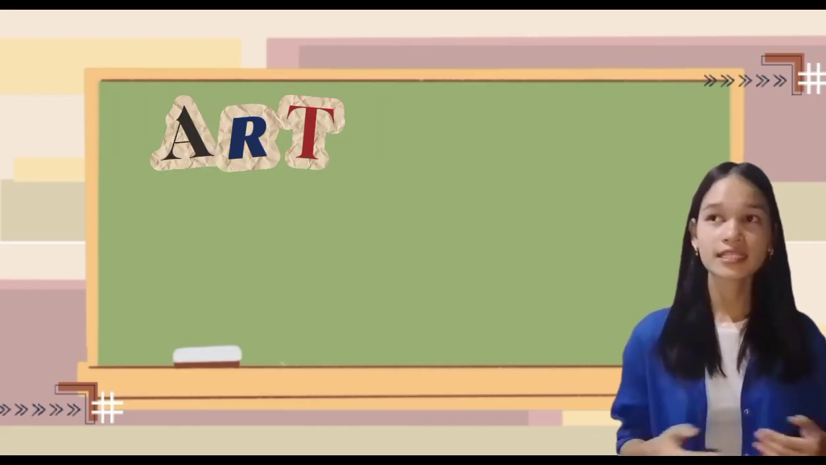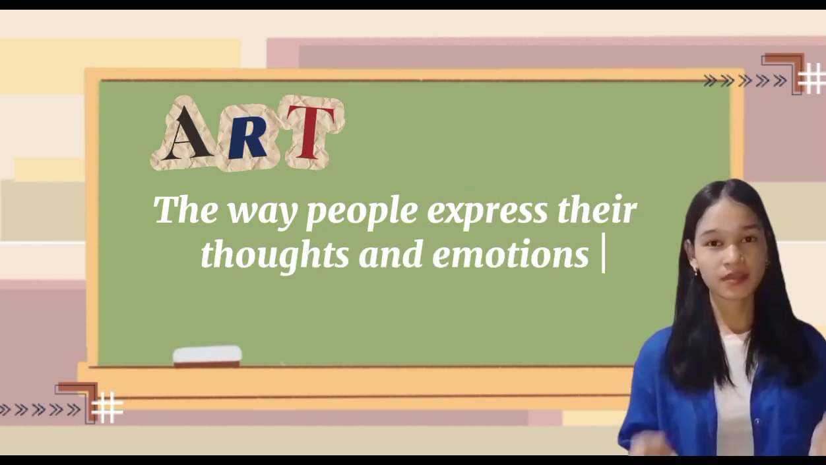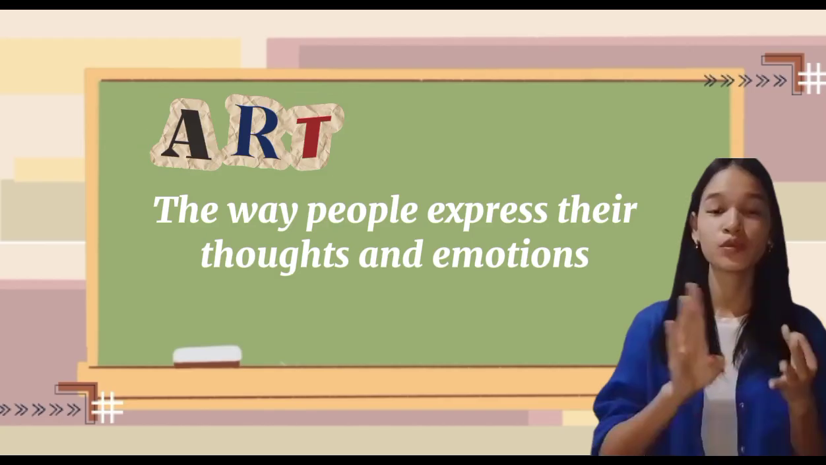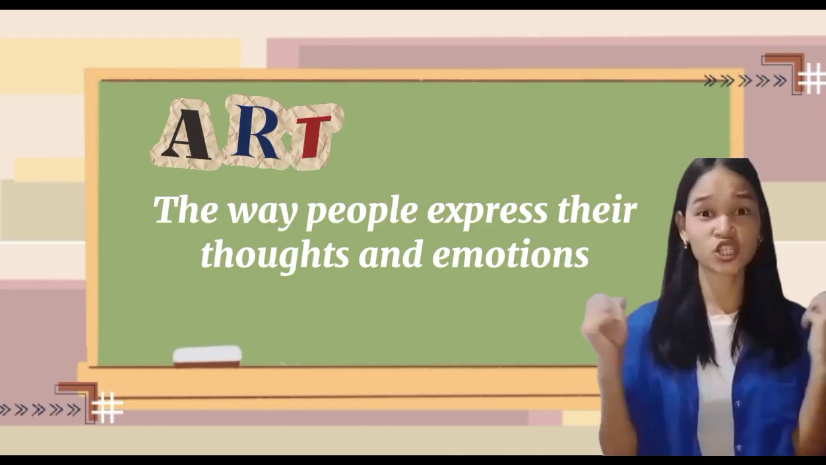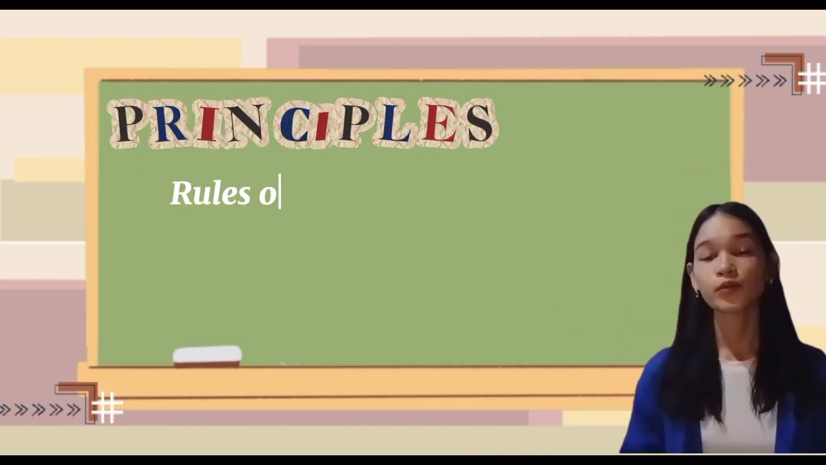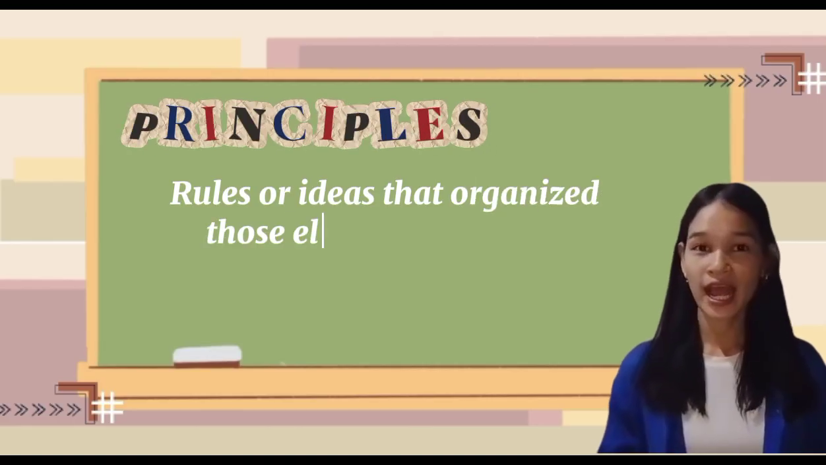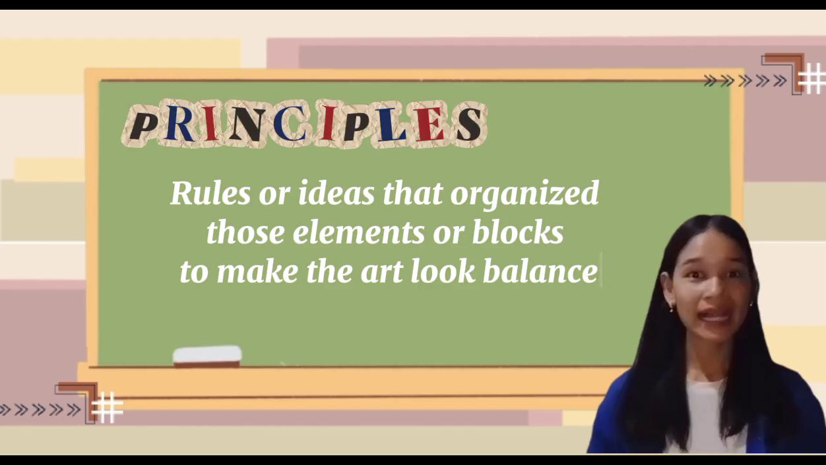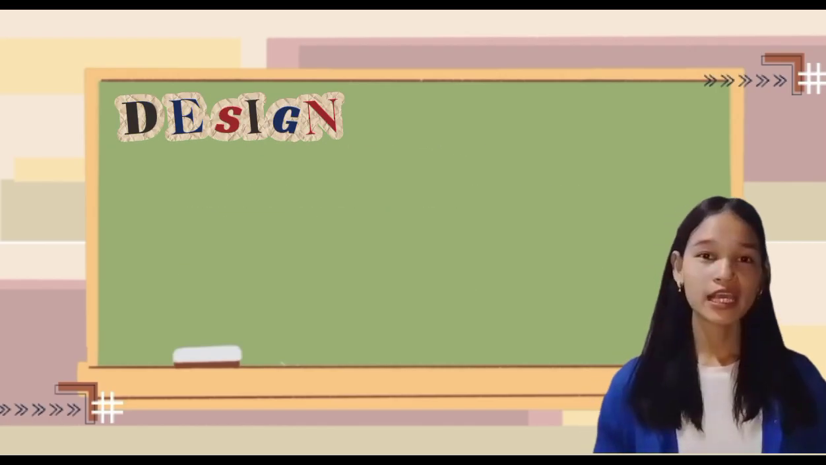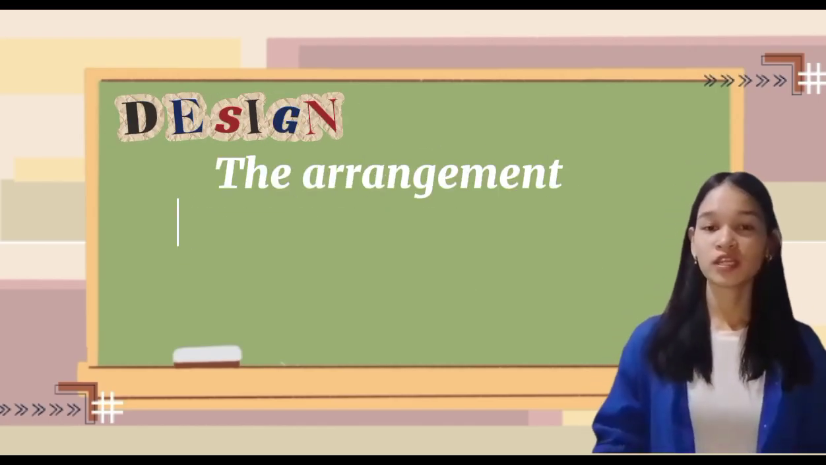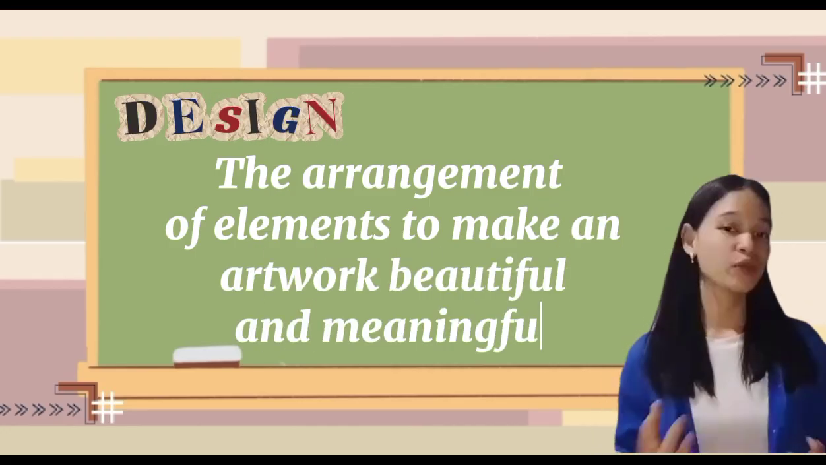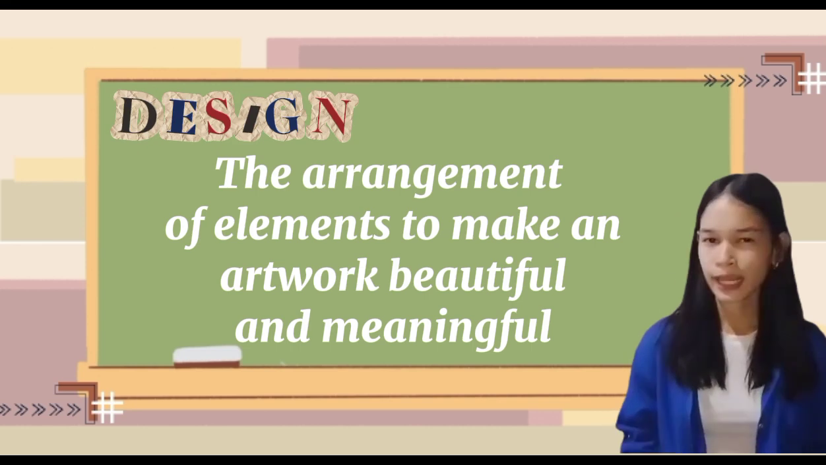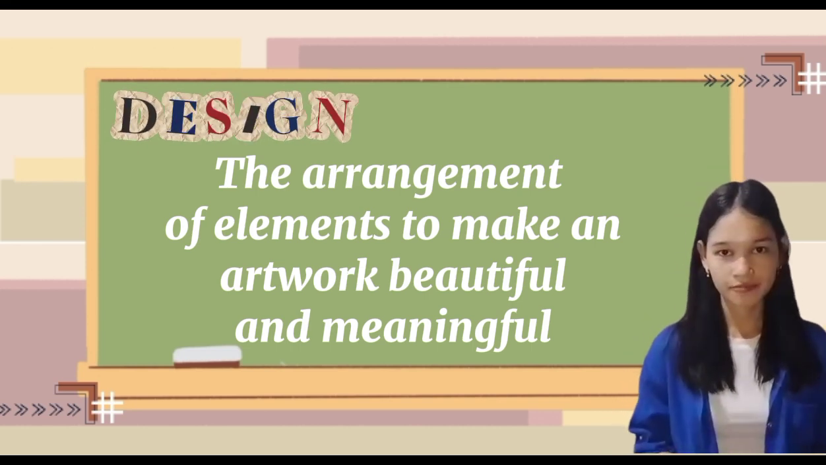While art is the way people express their thoughts and emotions through things like painting, sculpture, music, acting, writing, etc. While the principle is the rules or ideas that organize those elements or blocks to make the art look balanced and good. While the design is the arrangement of the elements to make an artwork beautiful and meaningful. So, allow Miss Krisa to explain what the elements of art are.